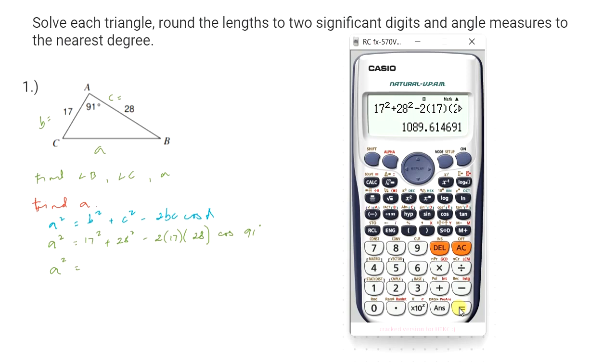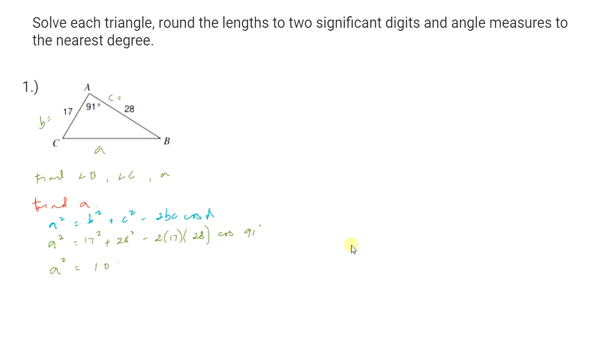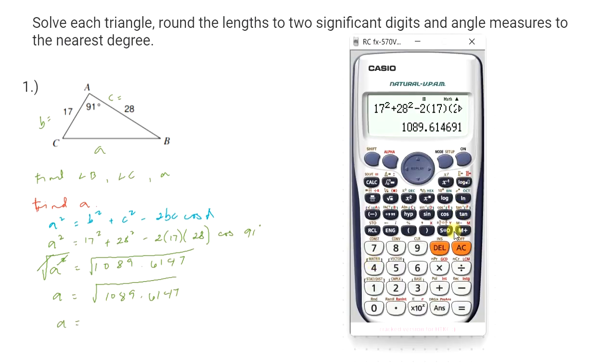So we have here, this 6 becomes 7 since the 9 is on its right side. So we have here 1089.6147. And since we have here A squared, we need to put both sides inside the radical sign so that we can cancel this one and this one. And we have now A is equal to square root of 1089.6147. And we can now find the value of our A by using our scientific calculator.